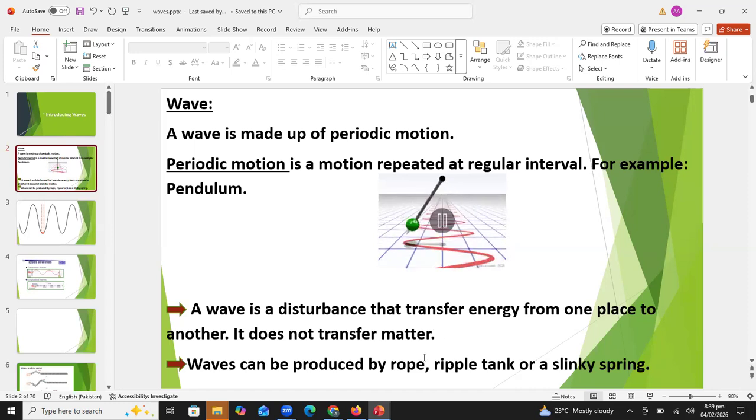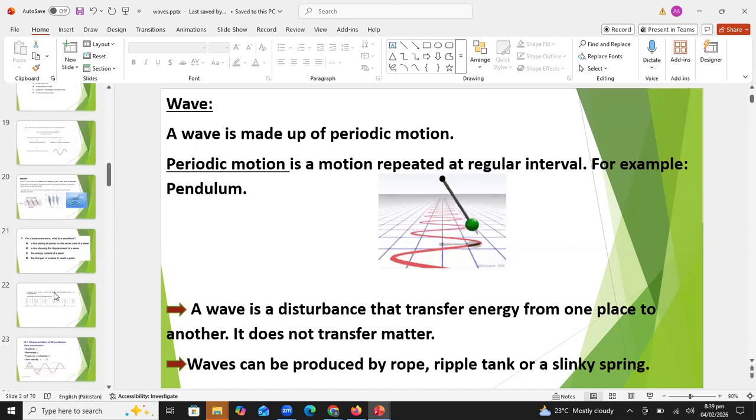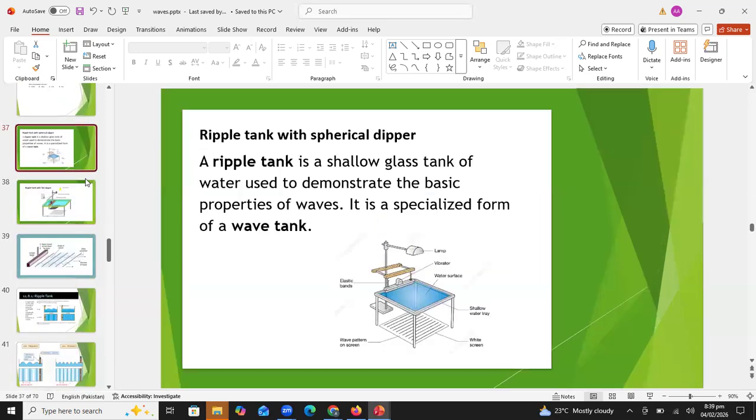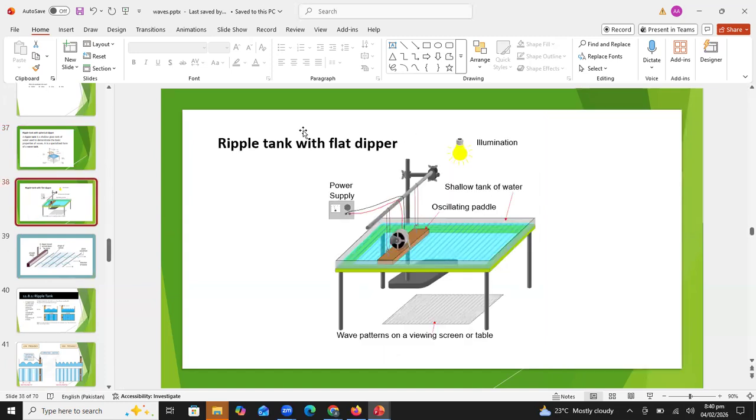Ripple tank is an instrument which is used to generate different types of water waves. Alright. This topic is very, very important, beta. So ripple tank is an instrument which is used to demonstrate the basic properties of wave. All right. So this instrument, you can see this is the instrument. It is a simple glass tray which is filled with water. All right. And you can see there is a screen below this simple glass tray.